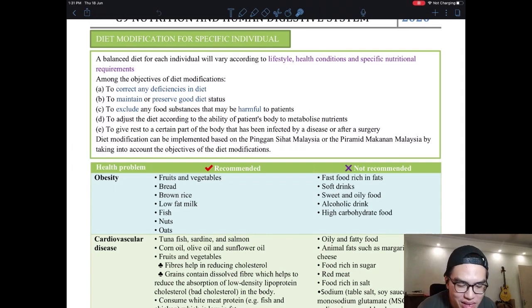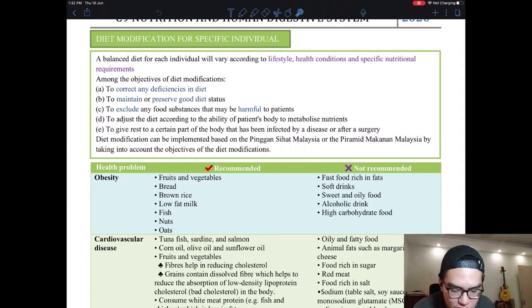So a balanced diet for each individual will vary according to lifestyle, health conditions, and specific nutritional requirements. It depends on the lifestyle. This is more of a choice thing. It depends on what you eat, and then of course health condition, where you have no choice. If you have certain food you can't eat, you have to avoid it. And then specific nutrition requirements, let's say if you're pregnant, an infant, a child, or especially an adolescent, you need specific nutrients.